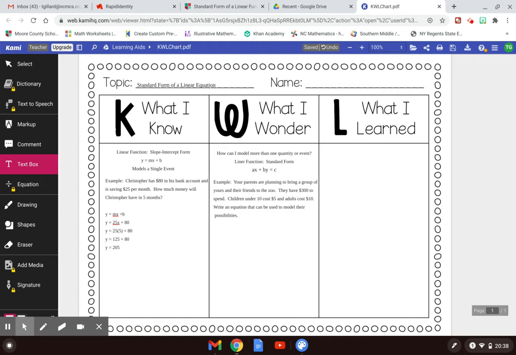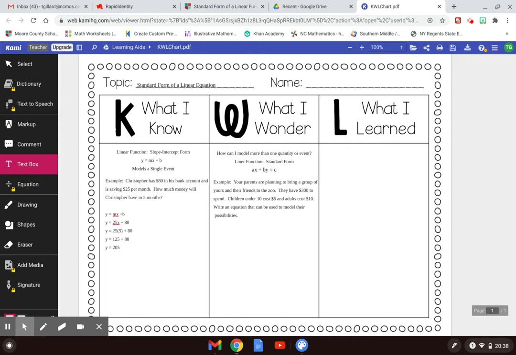That is what we already know how to do and what you all are very proficient at doing. When we look here at what we wonder, or what we want to learn today, we say, how can I model more than one quantity or event? So far we've been dealing with a single event. Now we're going to start dealing with multiple events. So we have what we call the linear function in standard form. The first one was slope-intercept form, this is going to be standard form, and then probably on Thursday, we are going to learn point-slope form.